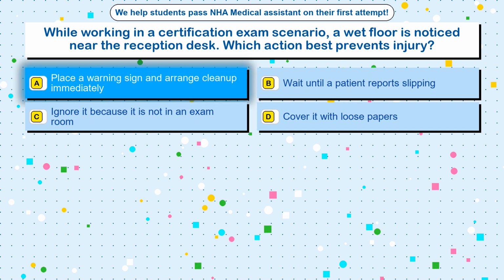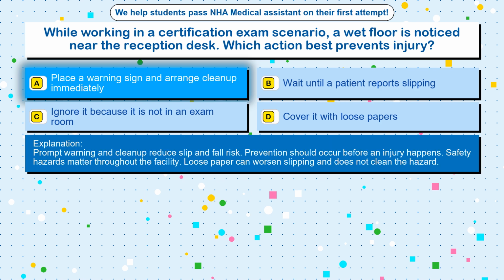The correct answer is option A. Place a warning sign and arrange cleanup immediately. Prompt warning and cleanup reduce slip and fall risk. Prevention should occur before an injury happens. Safety hazards matter throughout the facility. Loose paper can worsen slipping and does not clean the hazard.